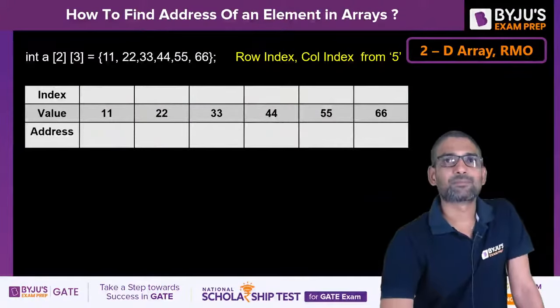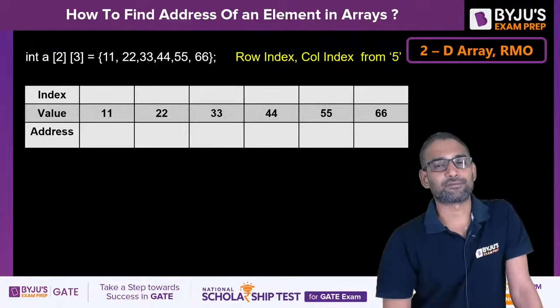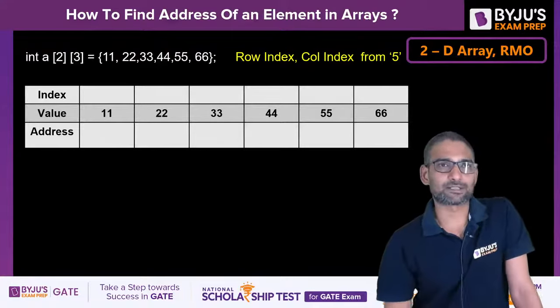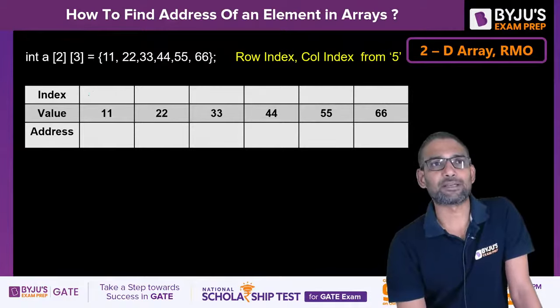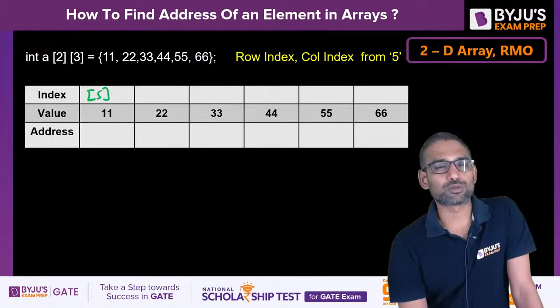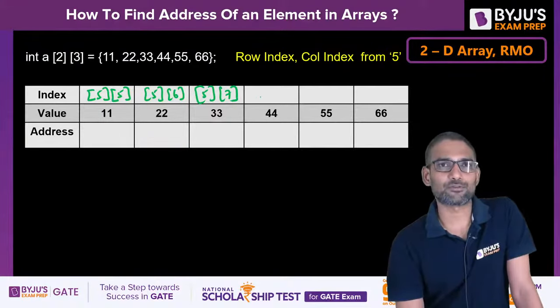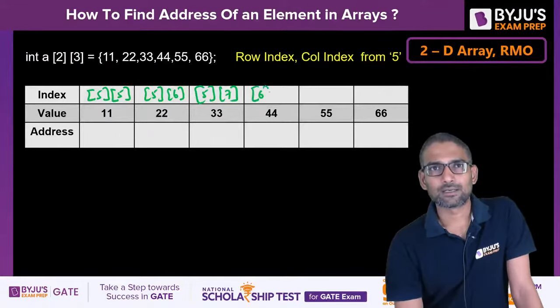Similarly, you start the index from 5. Now you can guess, I am starting both row index and column index from 5. There are 2 rows. So 5, 5, 5, 6, 5, 7. This would be the first row indices. Second row indices: 6, 5, 6, 6, 6, 7.